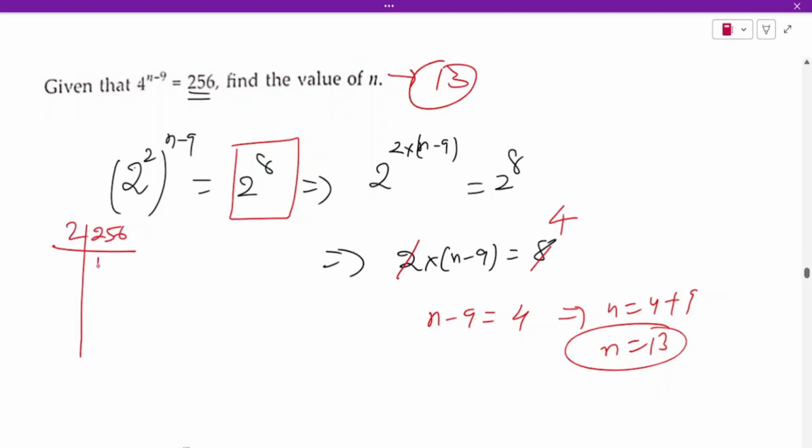256 divided by 2 is 128, divided by 2 is going to give us 64, divided by 2 is 32, and this is 16, and again this is 8, and then divide by 2 is going to give us 4, then 2 twos are 4, and 2 ones are 2. Here if we are counting, the 2 over here, how many times did 2 come? 1, 2, 3, 4, 5, 6, 7, and 8. That's why this is 2 to the power 8.